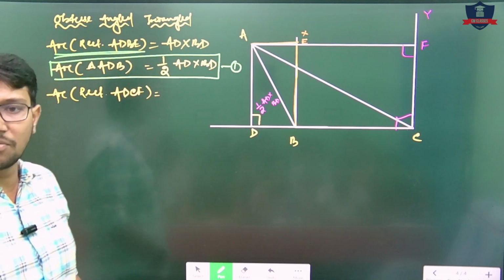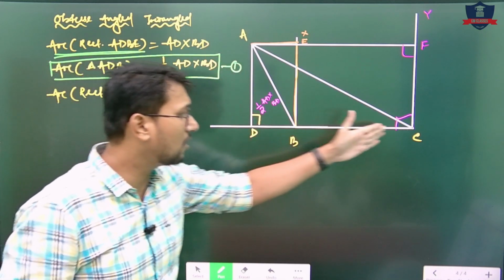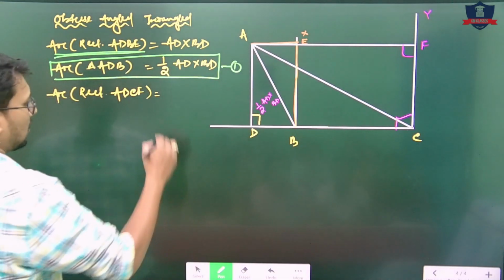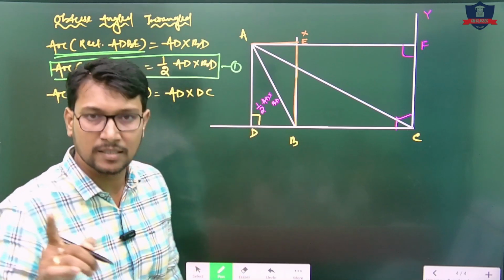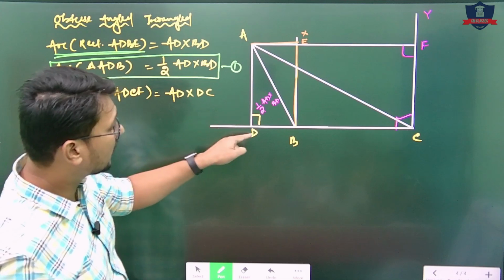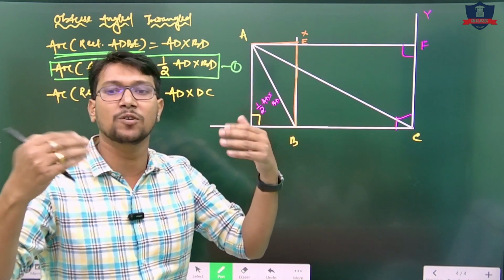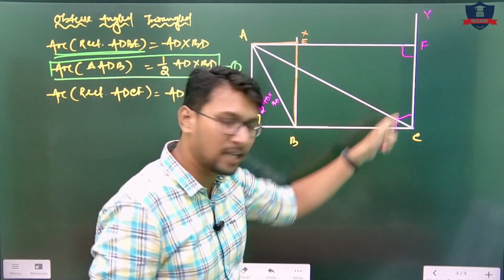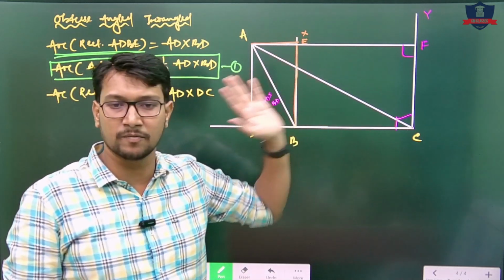So what is the area of rectangle ADCF? Tell me, everyone. AD into DC. Got it? So which triangle area do we have to find now? ADC, because this is the diagonal. The diagonal divides the rectangle into two congruent triangles. One is ADC, the other is AFC. So both are half of the area of rectangle ADCF. Is that clear?